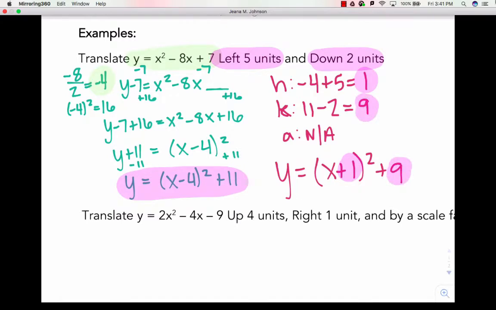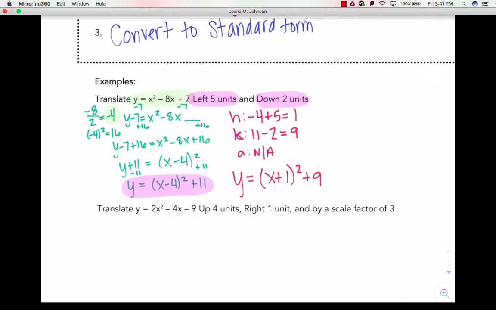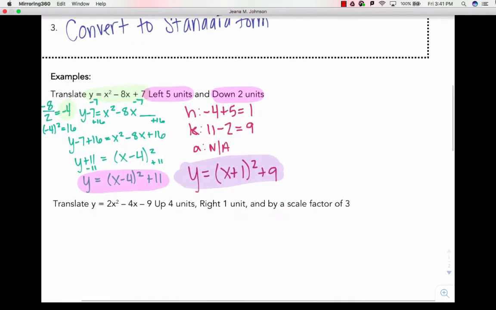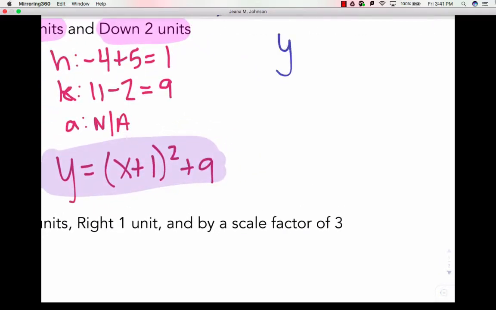So now I'm going to use this equation, and I am going to write it in standard form again. So I'm going to carry this equation right over here. I have y equals the quantity x plus 1 squared plus 9.